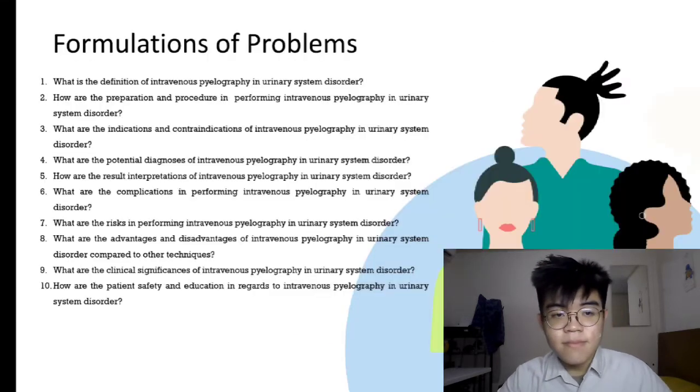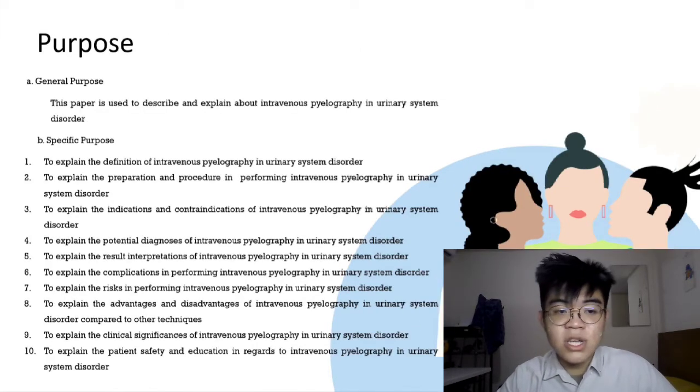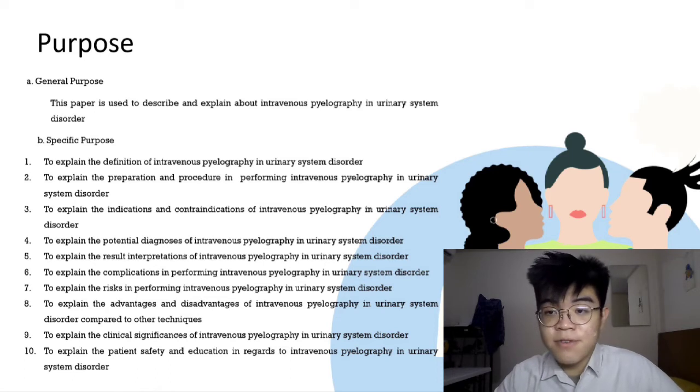Next, these are the formulation of the problems. There are 10 of them. And next, this is the purpose, the general purpose and the specific purpose. Next will be continued by my friend.